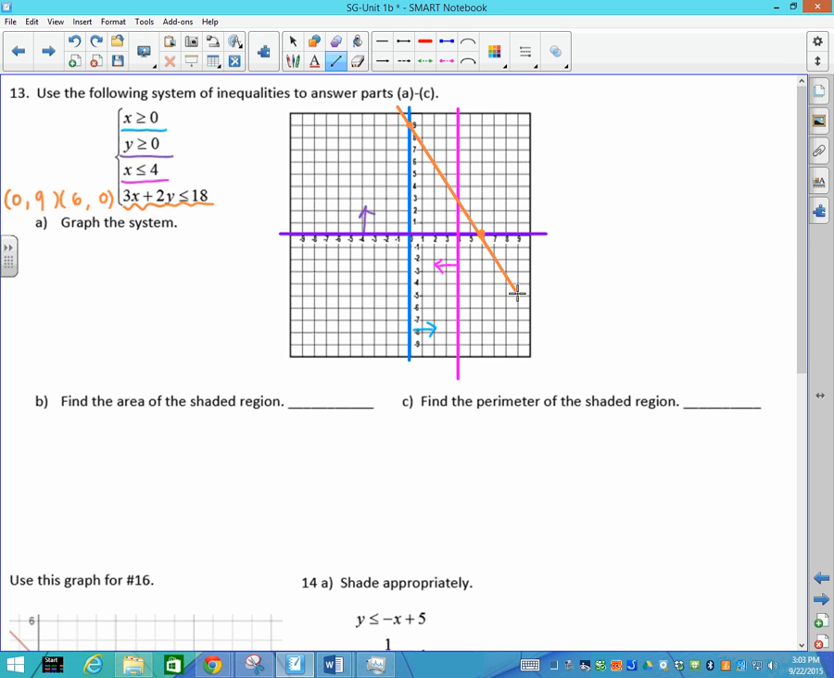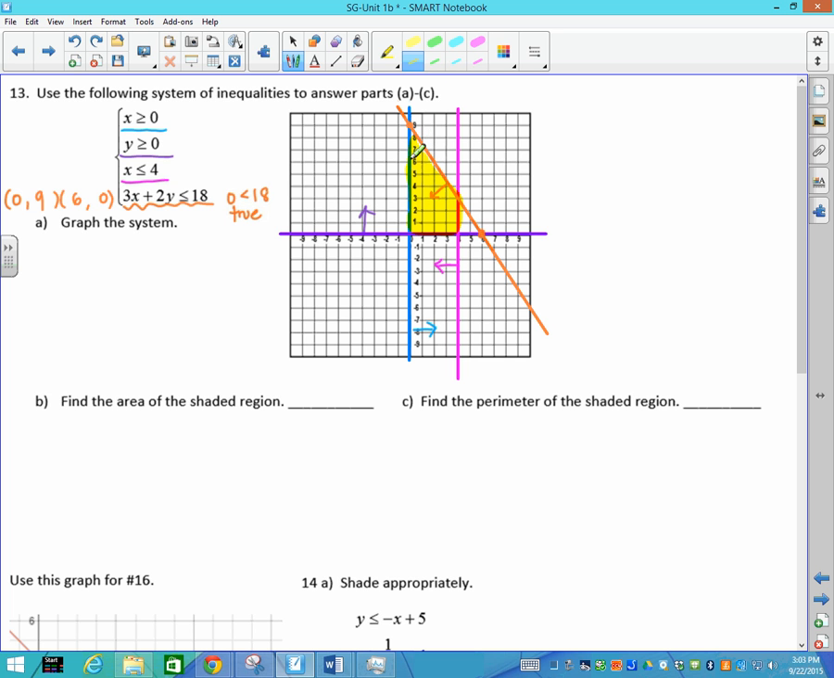Then I have to figure out where to shade. What we talked about for shading was we plugged in the point 0, 0. So if we plug in 0, 0, then this side becomes 0. Is 0 less than 18? That answer is true, so I know that I'm going to shade this way. I'm on the blue line, the purple line, the pink line, and hopefully y'all can see in that orange line that my shading is probably going to be a mess if I try to do it with this thing. Well, let's see how that goes. So I'm shading in here.